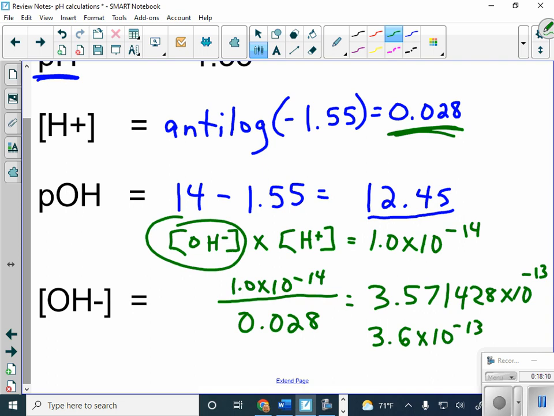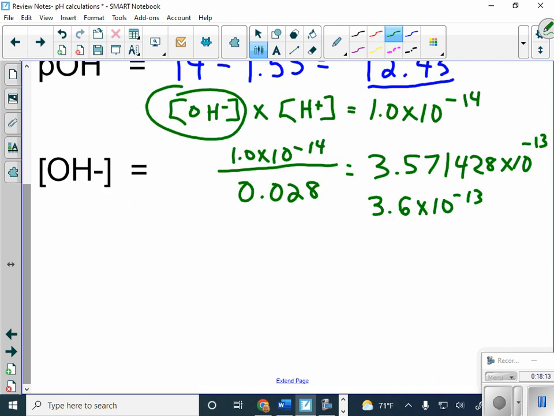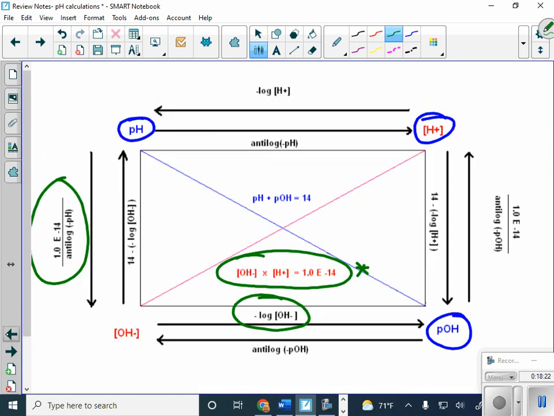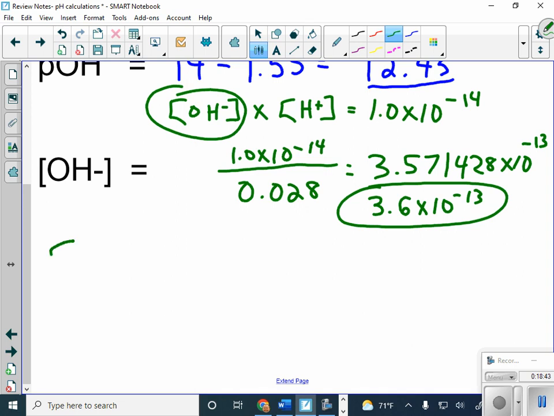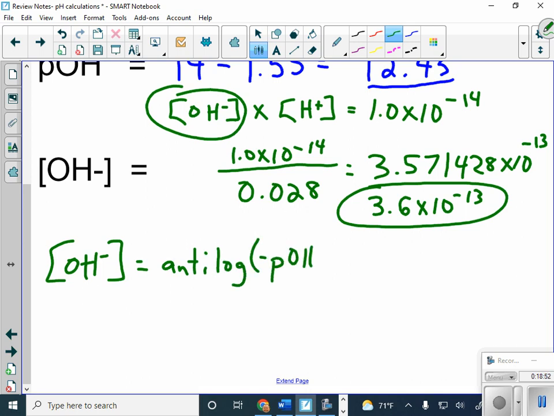All right. Now, I'm going to show you a second way to do this, because I just want to show you that it's going to vary slightly. My second way is I'm going to take the negative log. Actually, that's the wrong one. My bad. It's this bottom one, this arrow going here. I'm going to take the anti-log of the negative pOH. So for this next one, I'm going to extend my page, and I'm going to take OH minus equals the anti-log of the negative pOH.